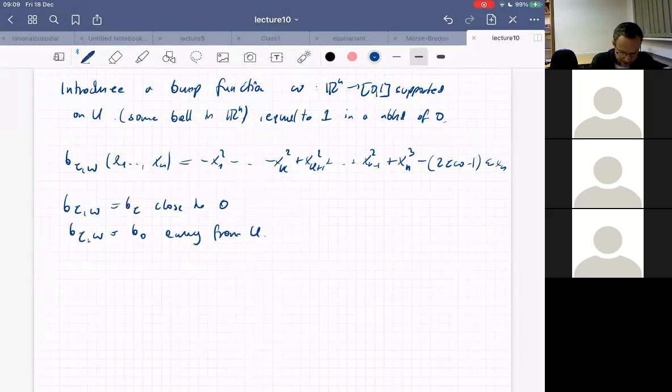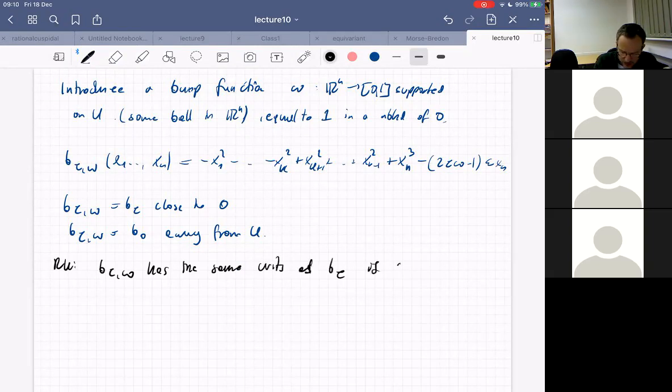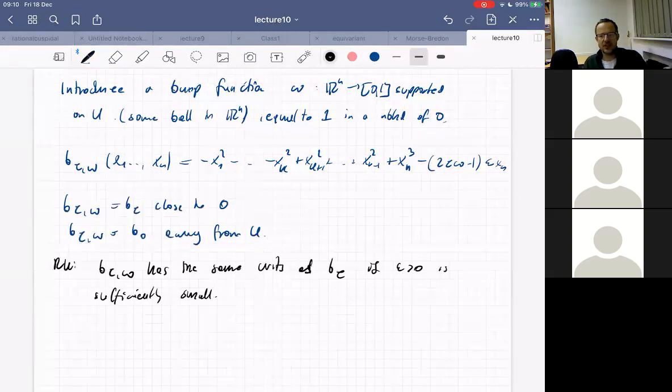And now, remark, b tau omega has the same gradients as b tau if epsilon is sufficiently small. Okay, so we do slightly the opposite. I first introduced epsilon, and now I introduce omega, but then I adjust epsilon to omega. And this is something that you would like to check, or probably don't want to check.